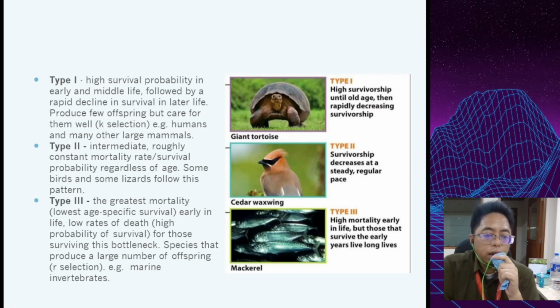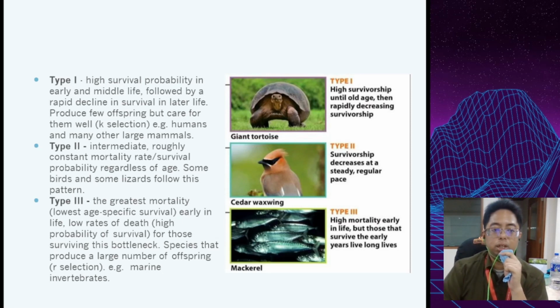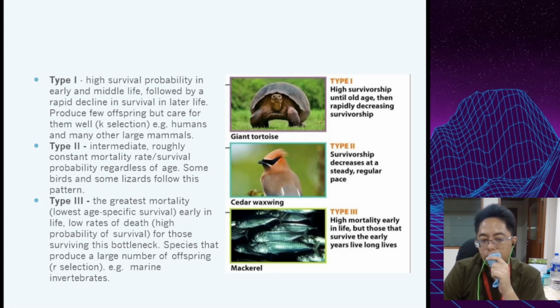So these types of animals produce very few offspring but care for them well. This is called K selection. For example, humans and many other large mammals. Type 2 is intermediate, with roughly the same mortality rate and survival probability regardless of age. Some birds and some lizards follow this pattern.